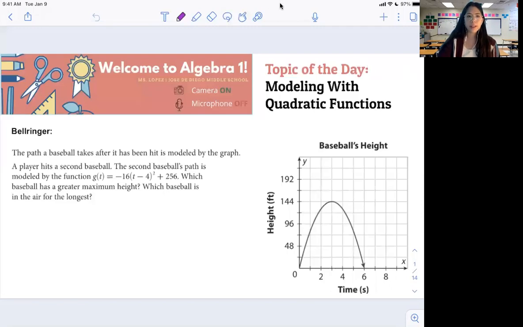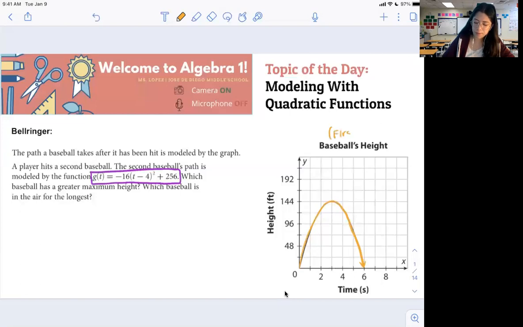So we're basically comparing two different baseballs. One of the baseballs, they show it on the graph, and then the other baseball, they only give us an equation. So here's my equation for the second baseball. That's g of t, and then the first baseball is this graph right here. So what is something we know about the graph of the first baseball?